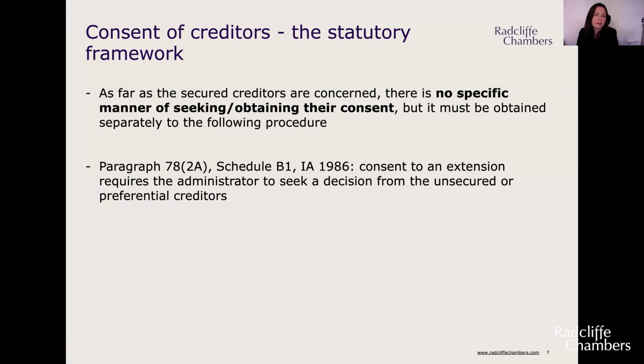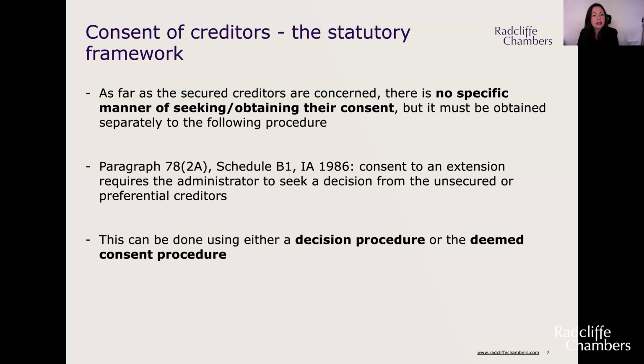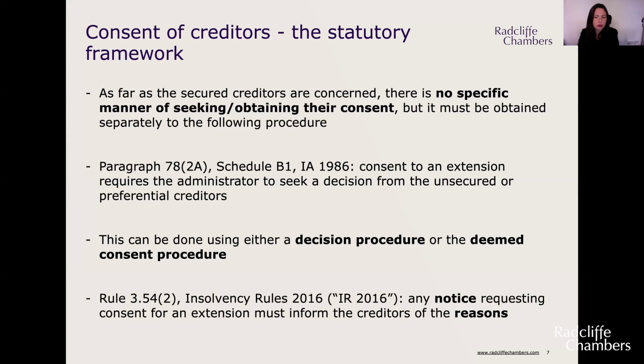Then you've got paragraph 78(2)(a): consent to an extension requires the administrator to seek a decision from the unsecured or preferential creditors, depending on which process, as per the previous slide, you're following. So you can either use a decision procedure or you can use the deemed consent procedure. I haven't gone into the detail of those, but I'm happy to pick up on that after the seminar if people want to talk a bit more about those processes. But those are the ways in which you can seek a decision from the unsecured or the preferential creditors.